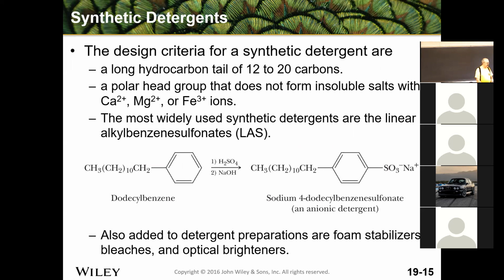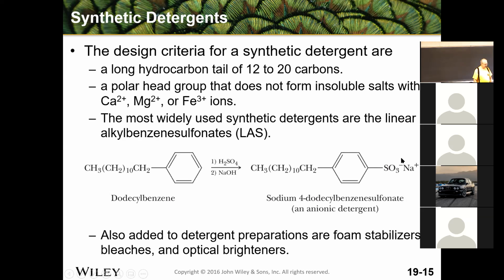Okay, so we've seen the structure of soaps. Let's look at synthetic detergents next. Synthetic detergents also have a long hydrocarbon tail, usually 12 to 20 carbons. They'll have a polar head group that does not form insoluble salts with calcium, magnesium, or iron. And the most widely used synthetic detergents are the linear alkyl benzene sulfonates.